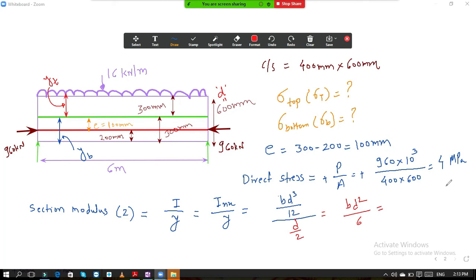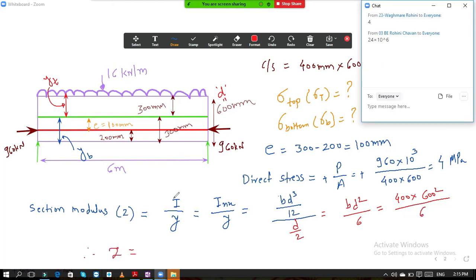So this is equal to, b is 400, d is 600 square, divided by 6, that is 400 into 600 square by 6. From this we will get the value of Z, 24 into 10 raised to 6. Okay, 24 into 10 raised to 6. What is the unit? So Ix is in mm raised to 4, y is in mm, so this unit is mm cube. Unit is mm cube. So this is the value of your Z.